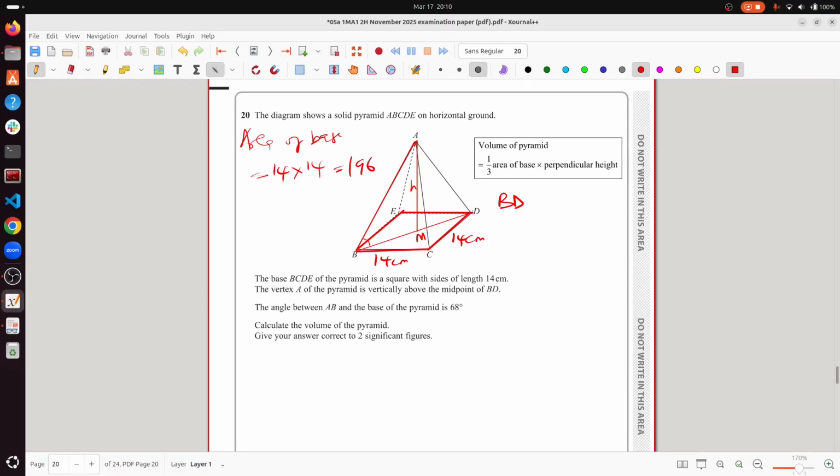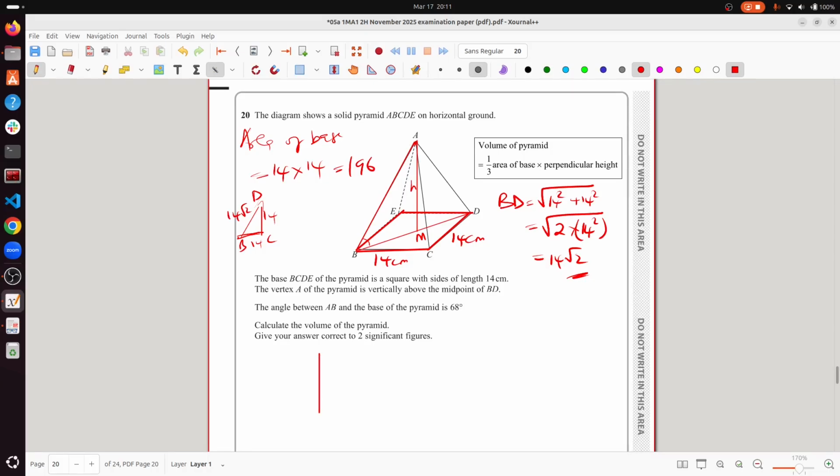So we know that we have A, we have M, and we have B, we have D, we have C. That's 14. We're trying to find BD. So that's the square root of 14 squared plus 14 squared. And that is 14 root 2. So that's BD.